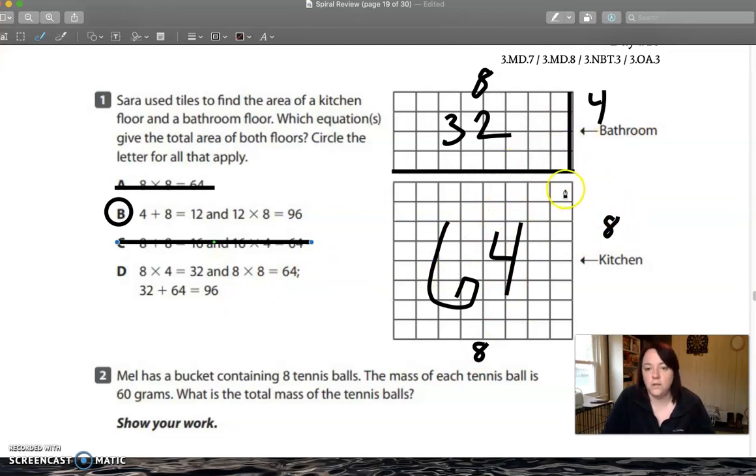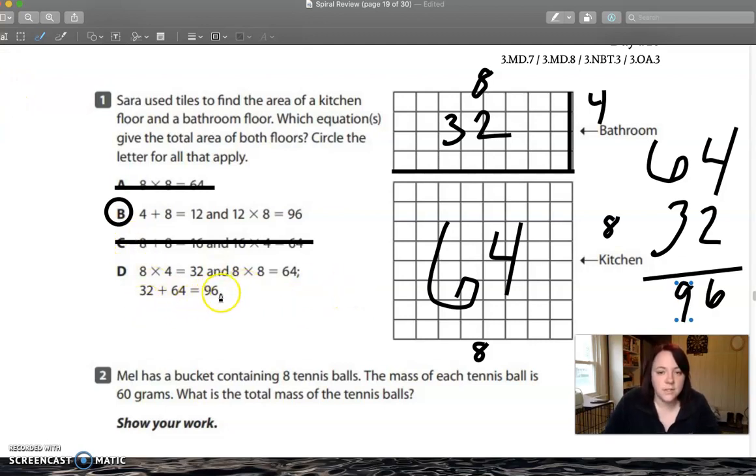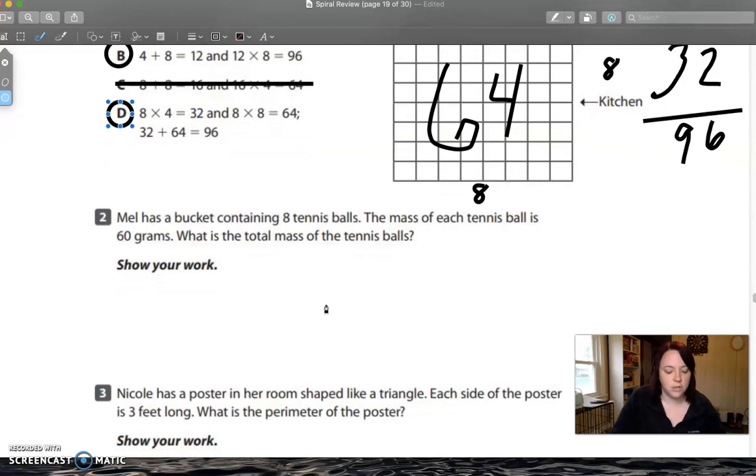They want to know the total of the bathroom and the kitchen. So 64 plus 32 equals 96. 4 plus 2 is 6. 6 plus 3 is 9. So we have 96. So this says 32 plus 64 equals 96, and we got that answer. So D is another correct answer. So it's B and D are our correct answers. All right, let's move down to number 2.